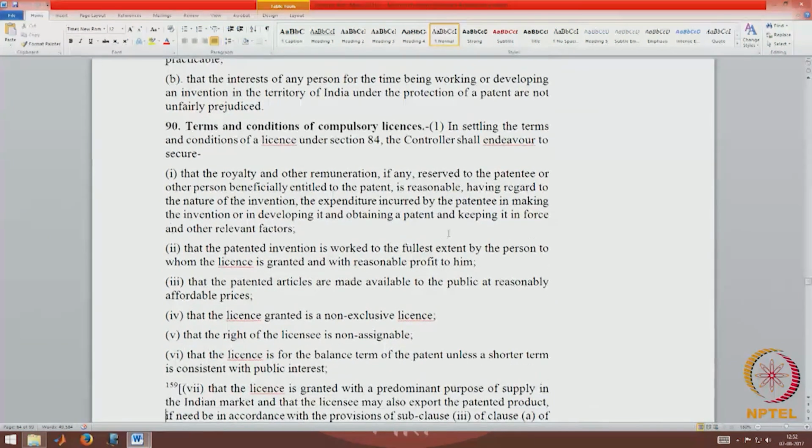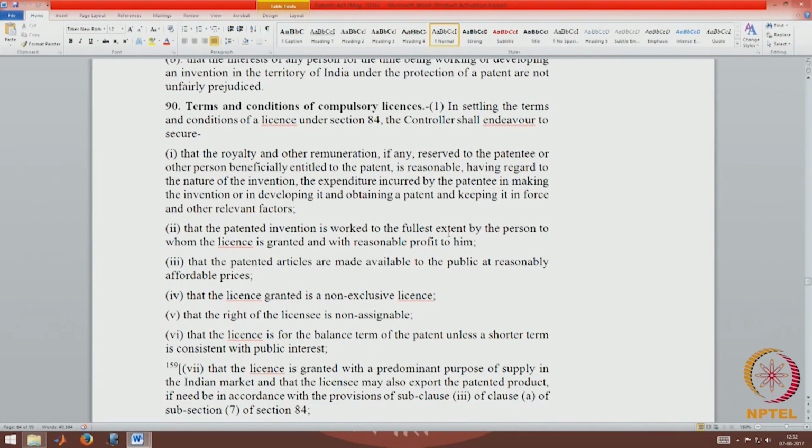Section 90. Terms and conditions of compulsory licenses. Now, in settling the terms of a compulsory license, the controller shall look into the following matters. 1. That the royalty and other remuneration, if any, reserved to the patentee or other persons beneficially entitled to the patent is reasonable. So, he shall ensure that the royalty is reasonable, having regard to the nature of the invention, the expenditure incurred by the patentee in making the invention, what we call R&D expenditure, or in developing it and obtaining a patent and keeping it in force, and other relevant factors.